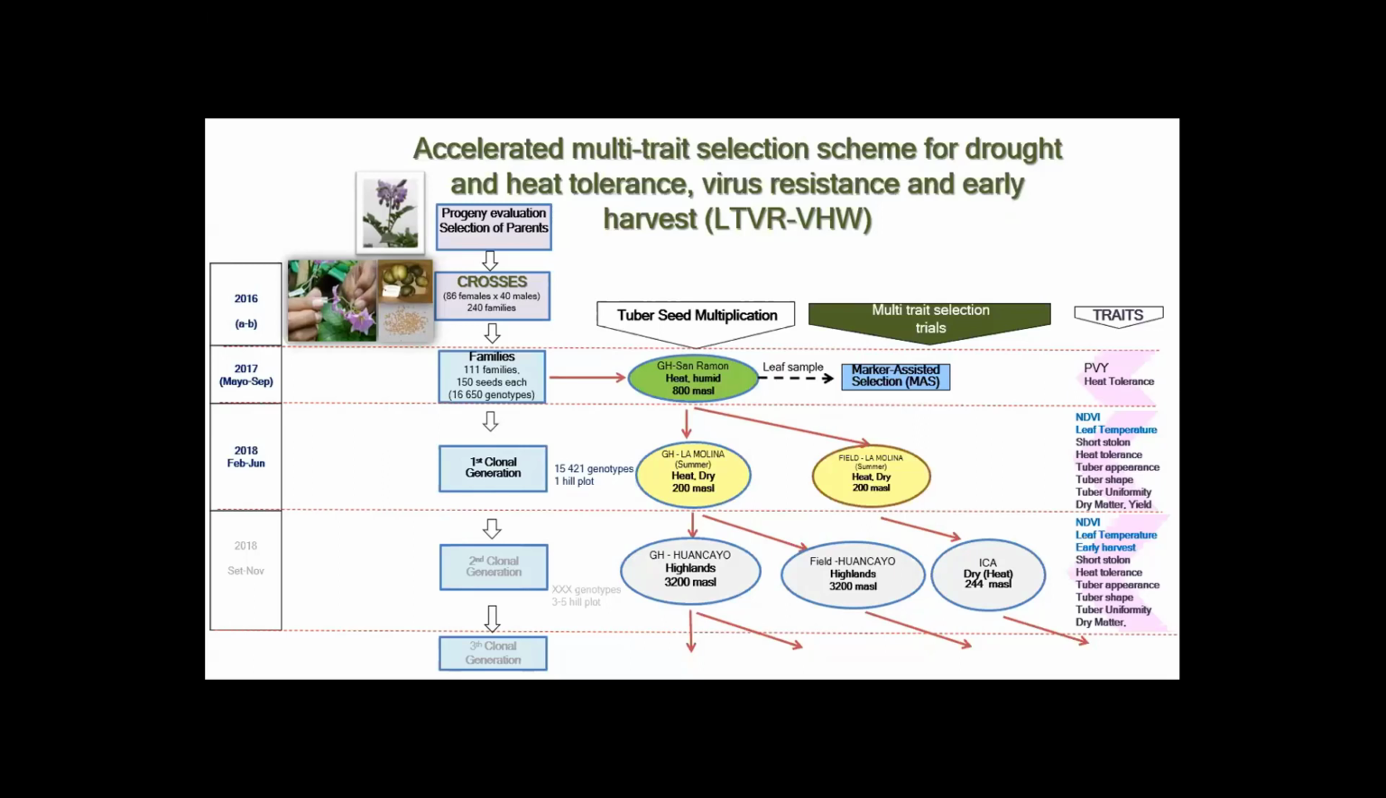The idea is to reduce the second clonal generation of 15,000 clones. The expectation is to reduce probably to half of these clones. I hope we go to the next generation with only 7,000 clones.